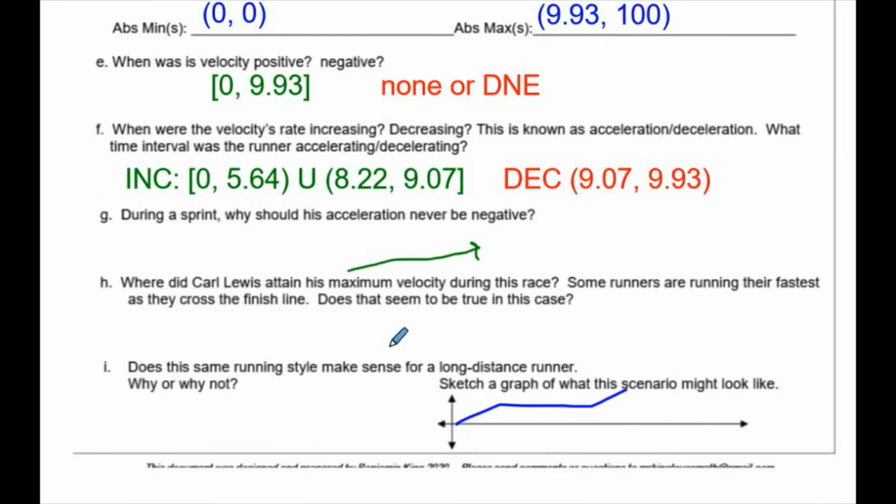So does this running style make sense for a long distance runner? Why or why not? The answer is no, not really, because a long distance runner needs to start out fast to kind of get position amongst all the runners, because there's not only 6, there could be 600 people in the race. And then you keep a consistent velocity, and then you speed up at the end. So it's not a run as fast as you can the whole time. It's more of a run as fast as you can, kind of keep consistent, and then at the end, that sometimes is called a kick.